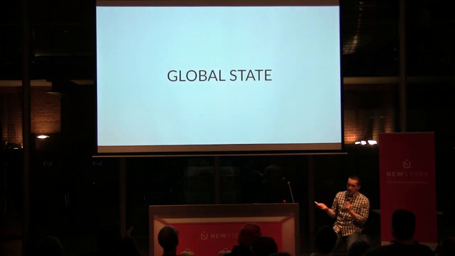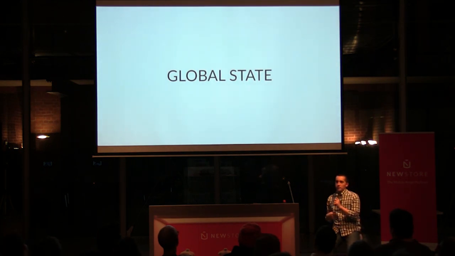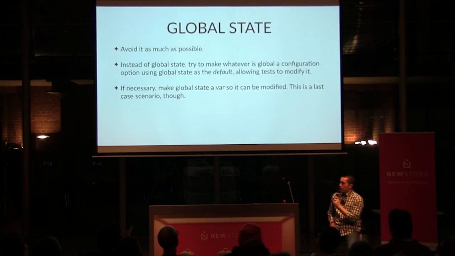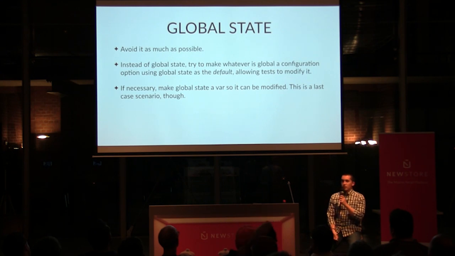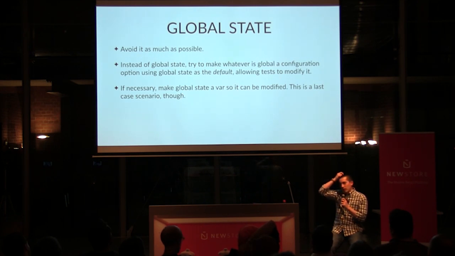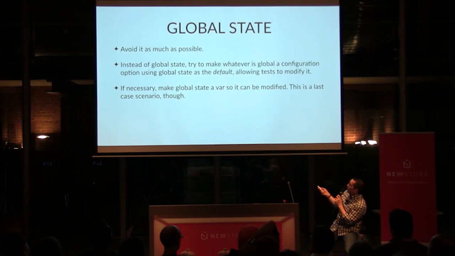Okay, so getting to how to write testable code. The first one, again probably simple and obvious, is global state, or the lack of it. The idea with global state is to not do it. Avoid it as much as possible. Global state makes writing tests really hard because you can't really mock or affect it, and it makes races a problem.